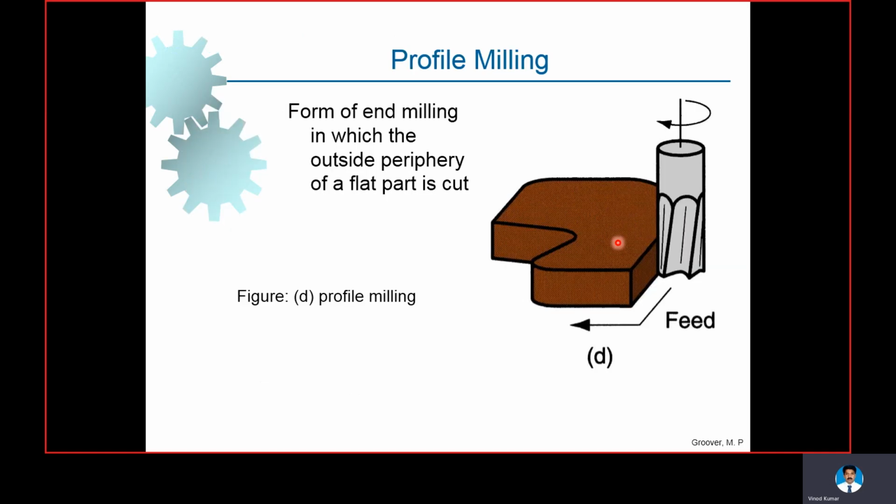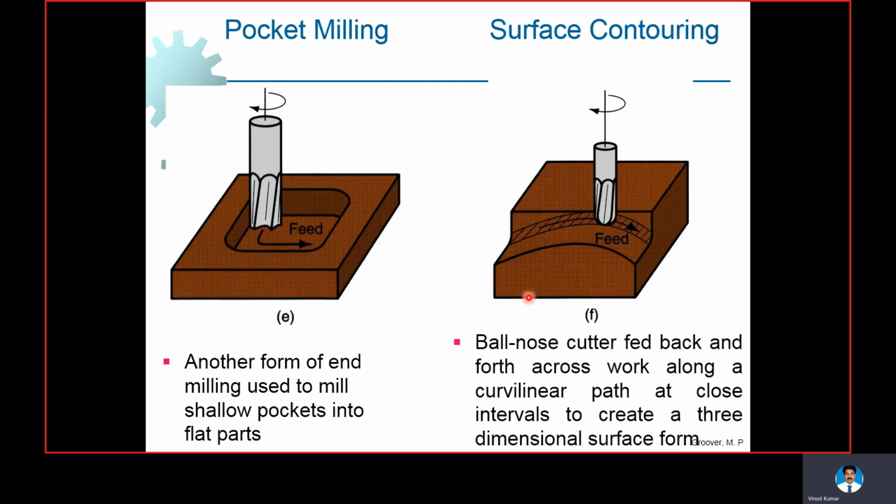Similarly, we have the profile milling process, in which the outside periphery of a flat part is cut to produce profiles, curved shapes, etc. This is called a profile milling process. Pocket milling is another form of end milling, used to mill shallow pockets into flat parts. You can see shallow pockets can be produced using an end milling process. This is particularly called a pocket milling process.